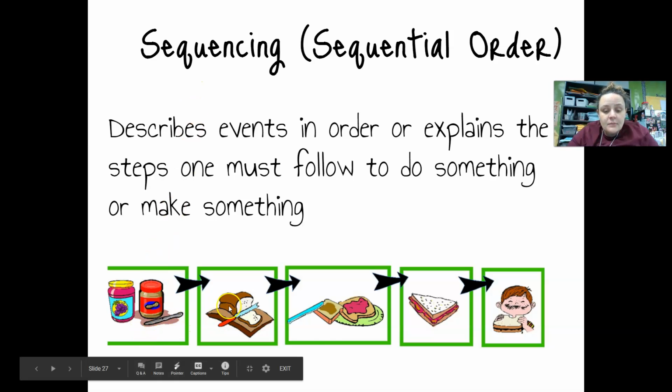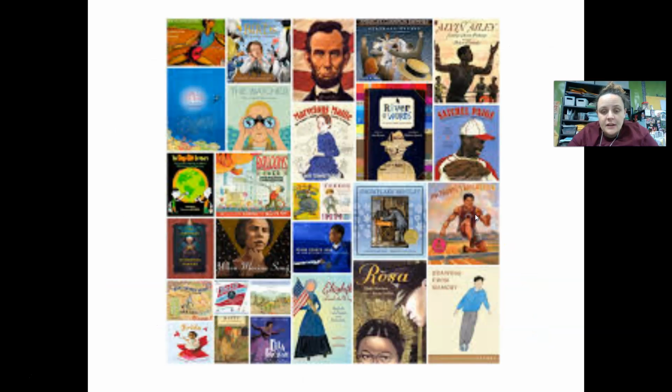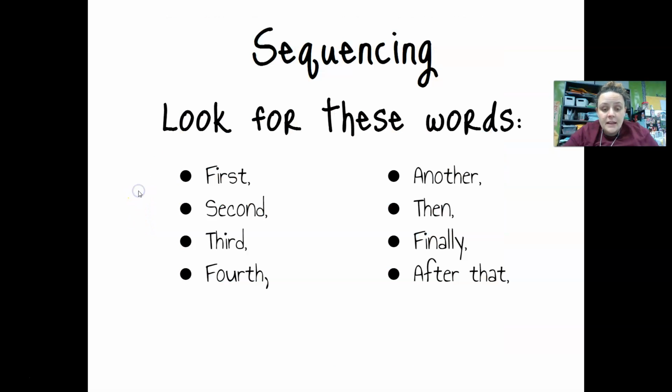You can see here someone might write about the steps for making a peanut butter and jelly sandwich. Biographies, or books about a person's life, are usually written in sequential order. They usually start with their birth and childhood, go through their major events in their life, and it usually ends with how they died. So that's usually how biographies are written. They're written in order of things happening.